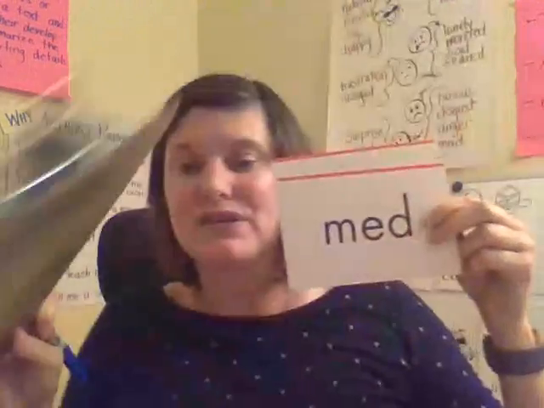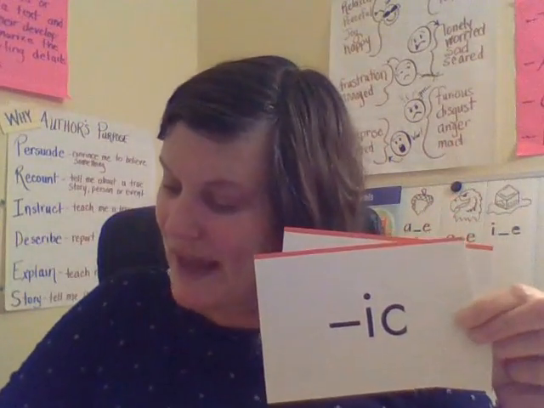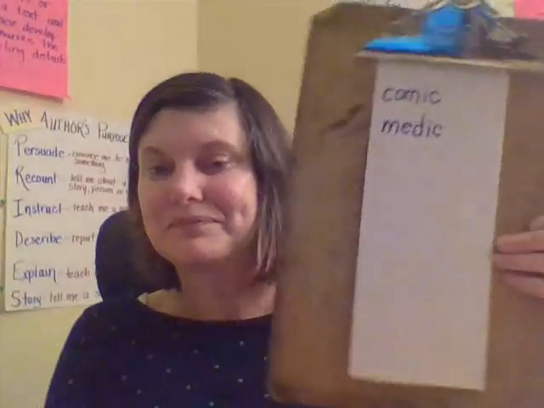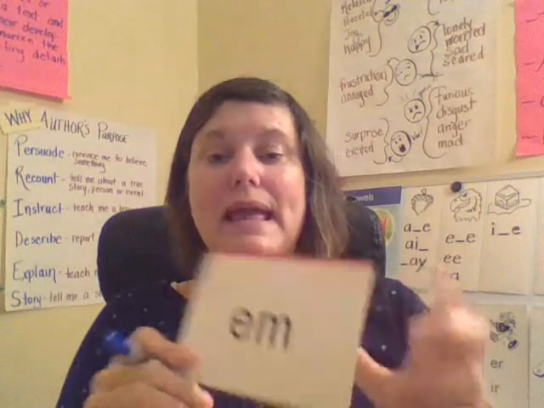Med. So there's our sight syllable. Med-ick. So just add ick to the end. And then you have medic. There we go. Okay, the next word we are going to spell is empire.